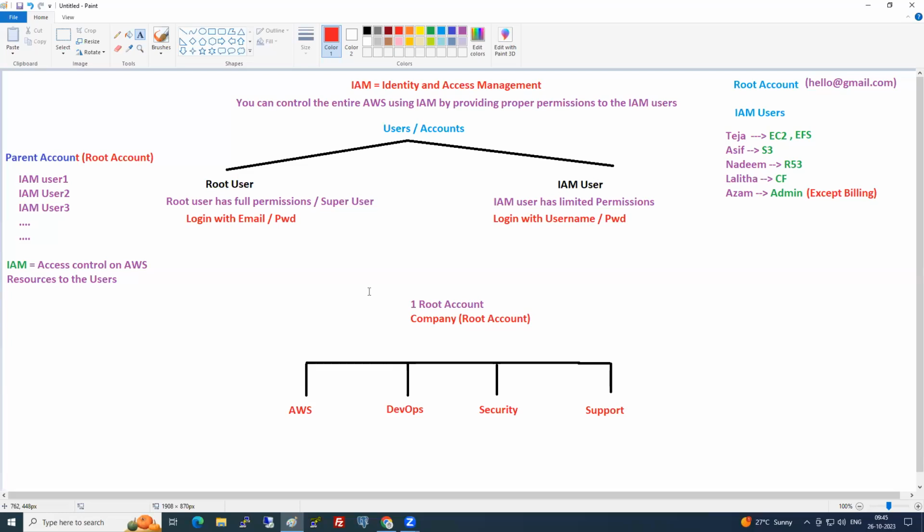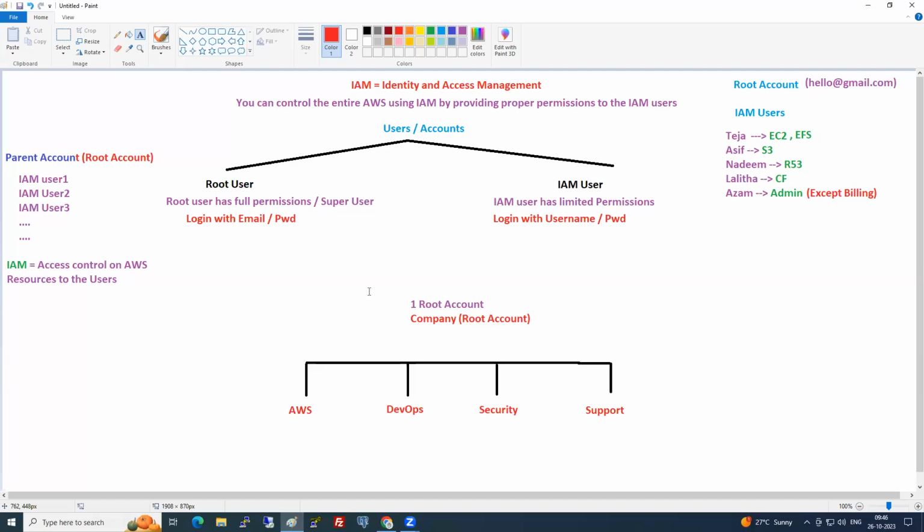I'll say, hey, manager 1, Teja, have your own root account. You maintain your department. This girl, have your own root account. You maintain your DevOps department. Have your own root account. You maintain your security department. Have your own root account. You maintain your own support department. And all you 4 root accounts, I'll manage. So I am called here management account. And you are called member account. So main account is called management account.